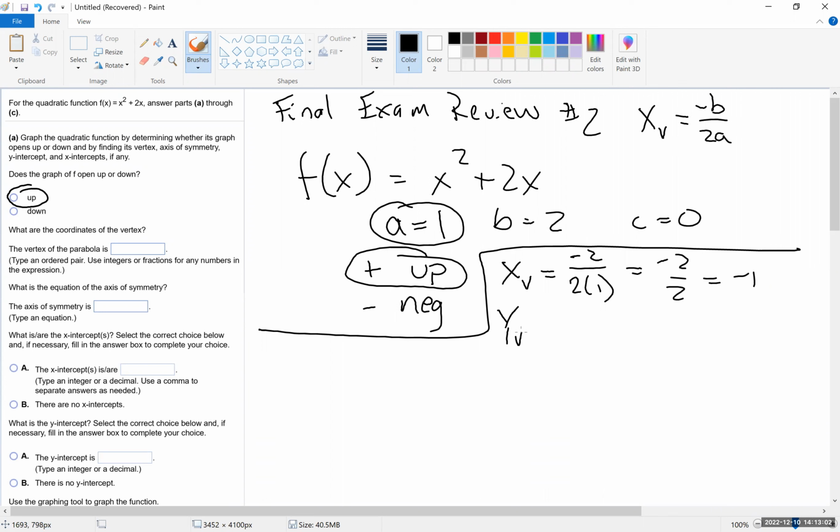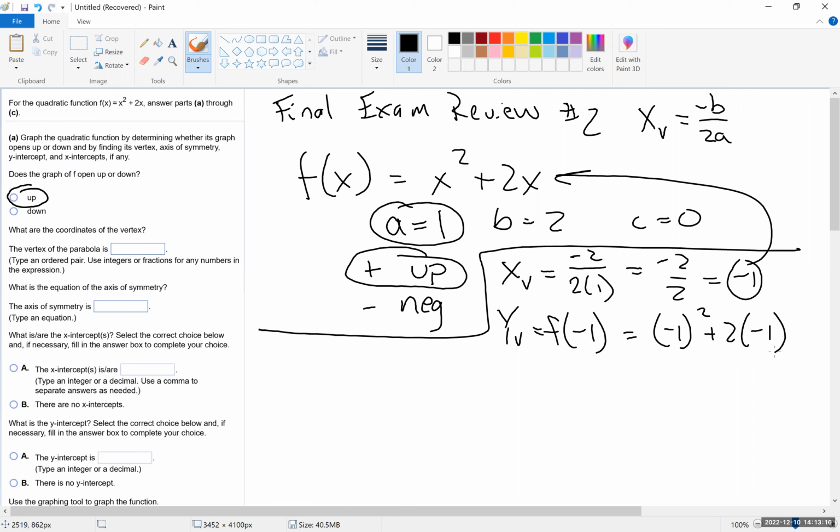And then to find the y value of the vertex, it's really nice. You just plug the x value back into the function. I said 1, but it's really negative 1, right? Plug in f of negative 1. That's going to be negative 1 squared plus 2 times negative 1. Negative 1 squared is negative 1 times negative 1, which is positive 1. So we get 1 minus 2, because 2 times negative 1 is negative 2. 1 minus 2 is negative 1. The x value of the vertex is negative 1, and the y value of the vertex is also negative 1. So that point is negative 1, negative 1.